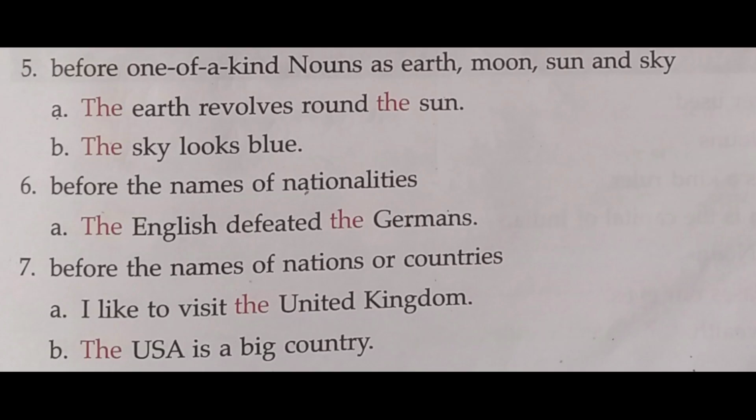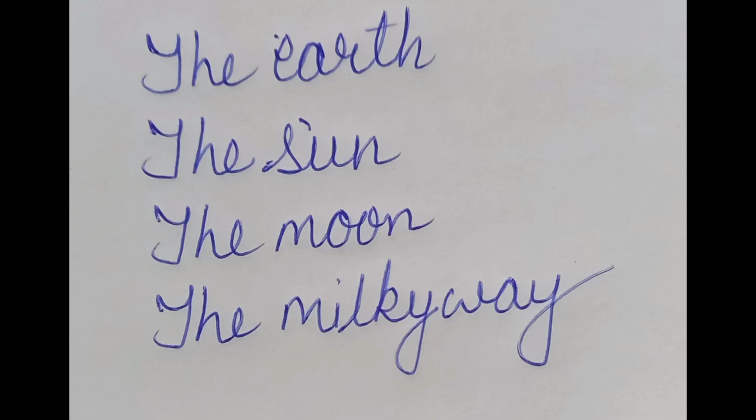Number 5. Article the is used before one of a kind nouns such as earth, moon, sun, and sky. One of a kind means nobody or nothing else like them. All right. So we will call as, for example, the earth, the sun, the moon, the Milky Way, etc.